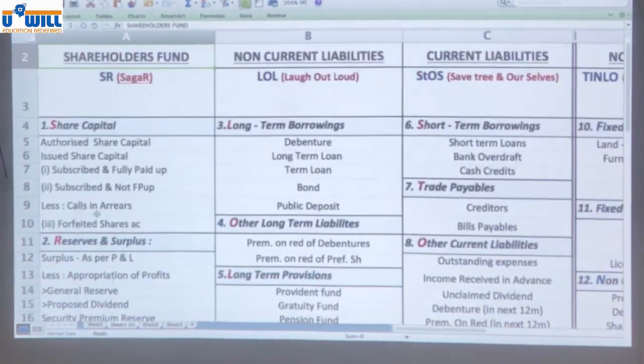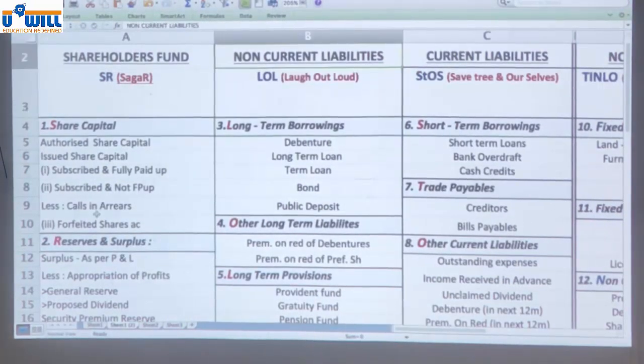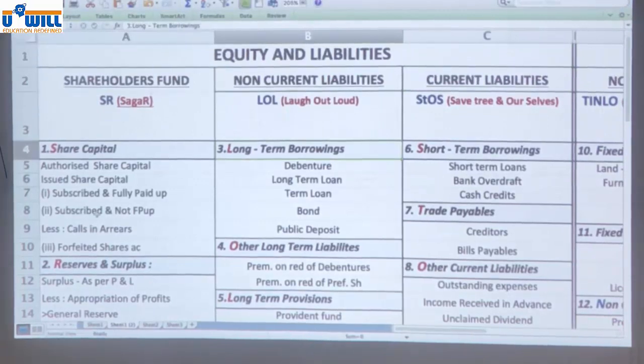वी गो टू द नेक्स्ट, नॉन करंट लायबिलिटीज, लॉन्ग टर्म बोरोइंग्स. नॉन करंट लायबिलिटीज यानी लायबिलिटीज व्हिच आर फॉर मोर देन 12 मंथ्स. उसमें सबसे पहले डिबेंचर्स, लॉन्ग टर्म लोन्स, अगेन टर्म लोन यानी फॉर 5 years, 7 years, 8 years, 3 years. Then bonds issued to various institutions, various other corporates, public deposit. Any doubt in this? Okay.